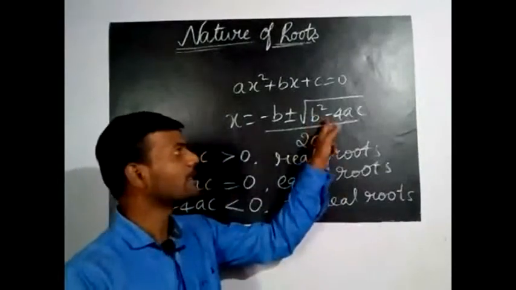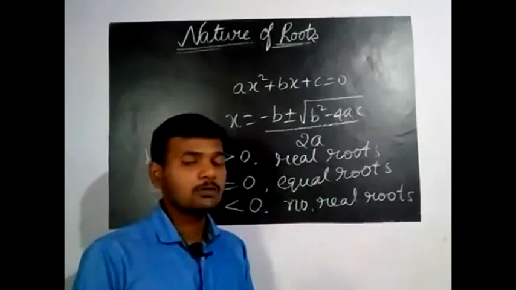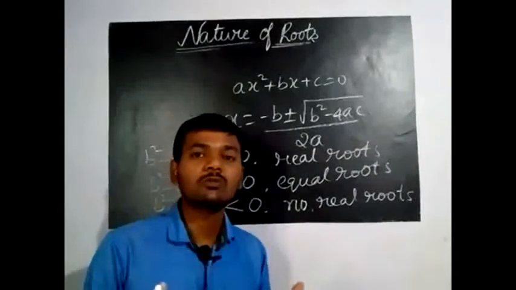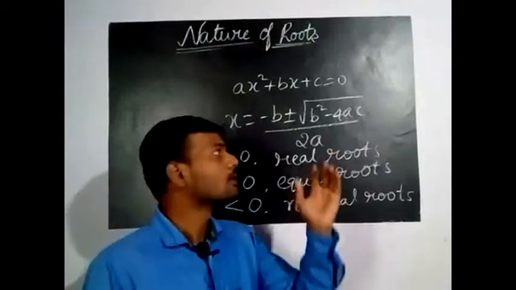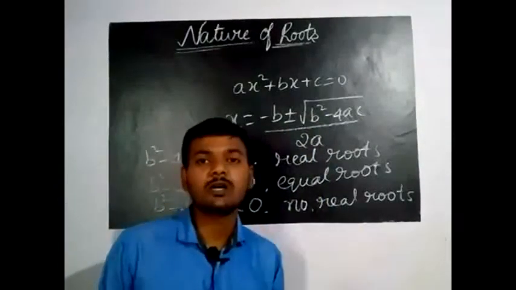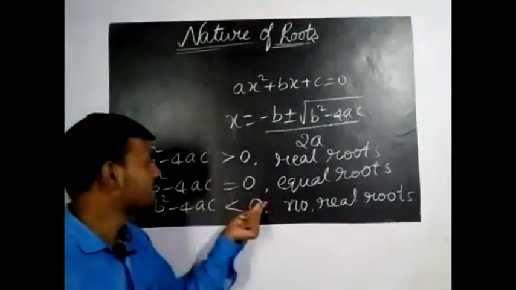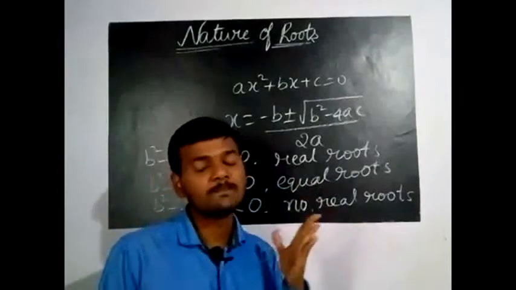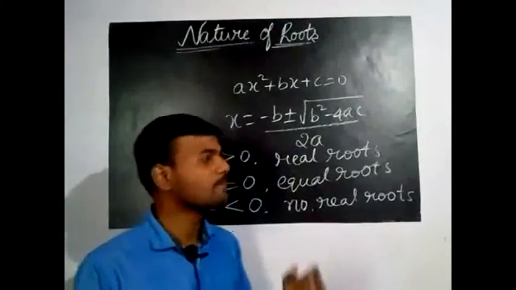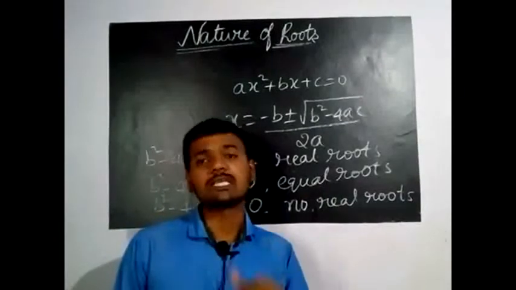That means the quantity under the square root is negative. If the quantity under the root is negative, then we cannot find the square root of that number in real form. So that's why the roots are known as imaginary roots. Okay, and if b square minus 4ac is equal to 0, the roots are equal roots, which means it is a perfect square quadratic equation. And if b square minus 4ac is greater than 0, then you will get two real distinct roots.